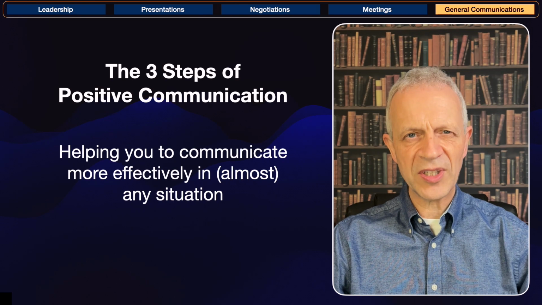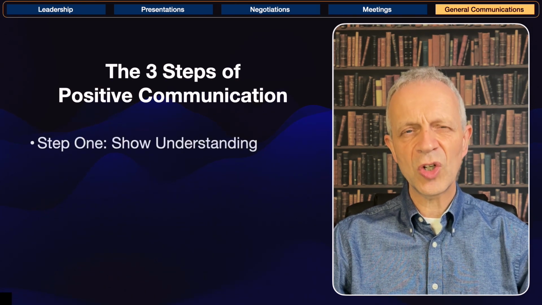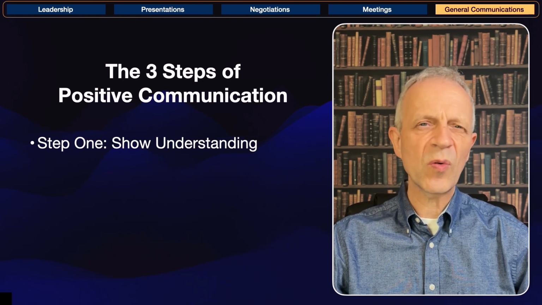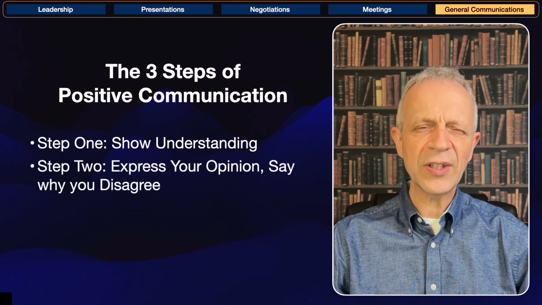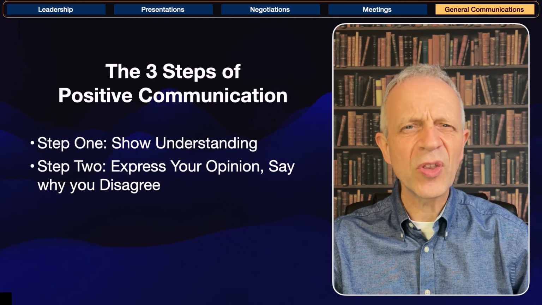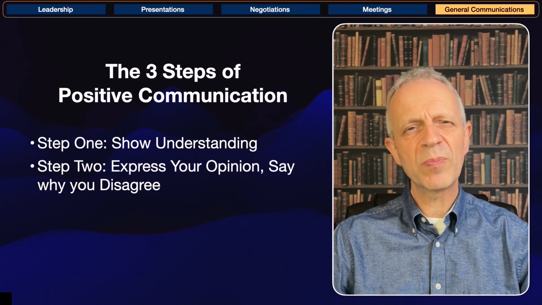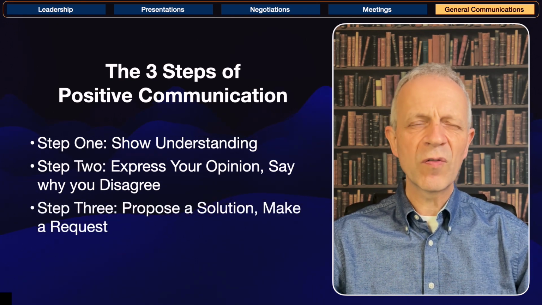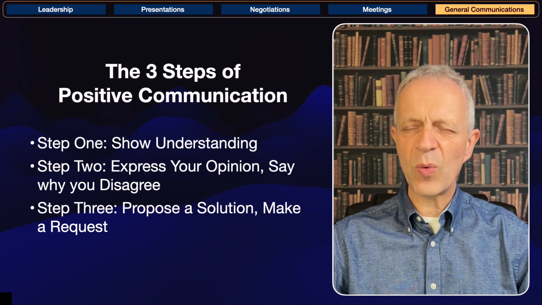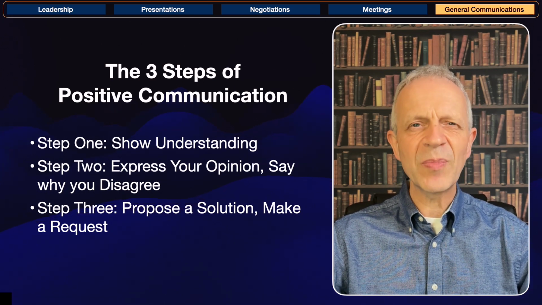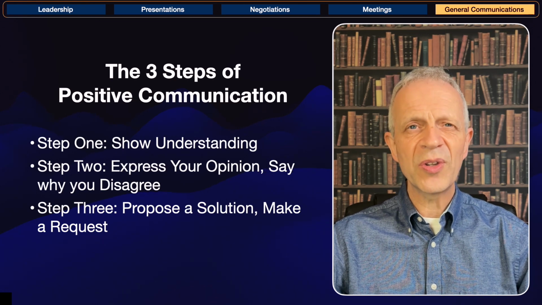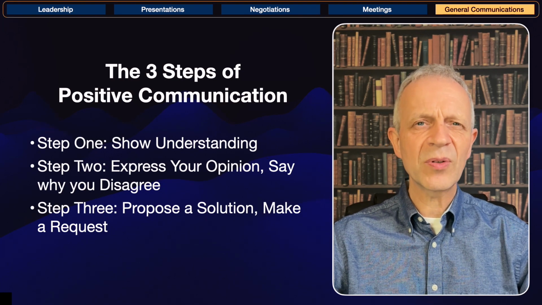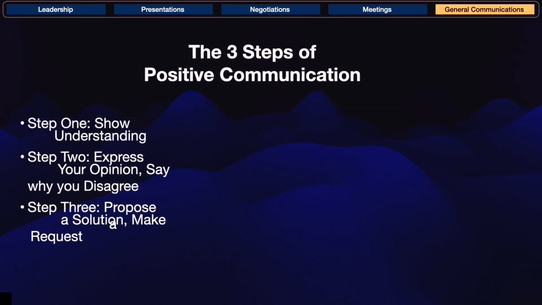Well, first of all, it's a 3-step technique. The first step is to show that you understand the other person. And the second step is to express your opinion or to say why you disagree or to say what you think. And step 3 is to propose a solution and make a request. And again, this is a great technique for when you're negotiating in English or when you're discussing something in a meeting, either with a native or a non-native English language speaker. So let's look at some examples of how that technique works.